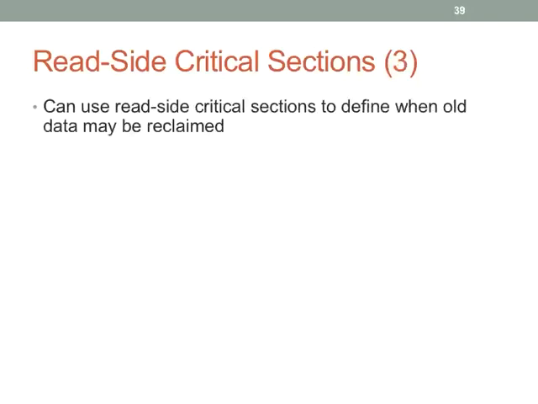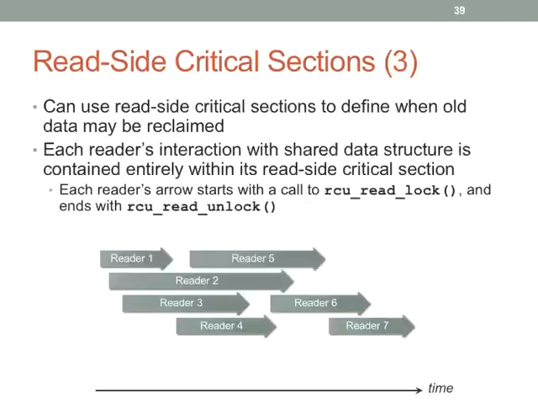All right, so we use read side critical sections to define when old data may be reclaimed, because if you think about it, we have all these readers doing their magic, accessing data structures, not stepping on each other because they're just reading. You can see that each reader's arrow starts with a call to RCU read lock, and the arrow ends where they call RCU read unlock. So this is their extent.